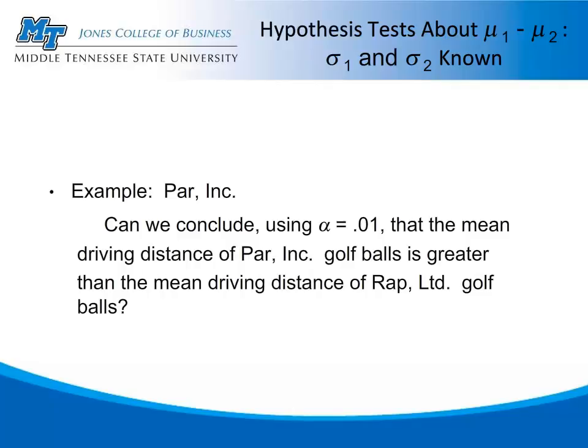When we actually do the procedure, we're going to assume that mu1 minus mu2 is 0. But in the null hypothesis, we're going to set this up that mu1 minus mu2 is less than or equal to 0. Because what we're trying to do in the alternative hypothesis is to show that mu1 minus mu2 is greater than 0. We're trying to show that par, on average, is bigger than the average for wrap.